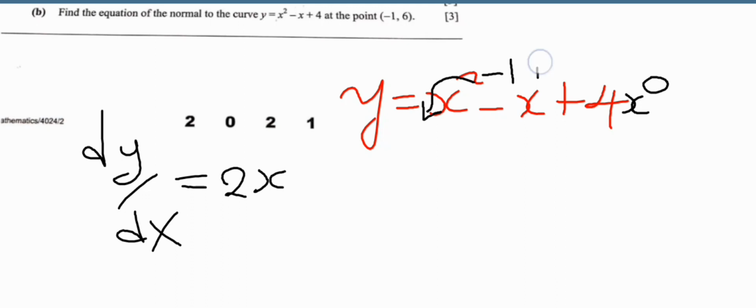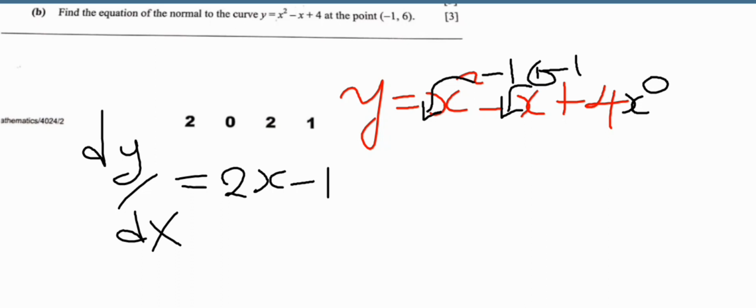Then here we have this one. So this one multiplied by -1 that we have, which is the coefficient, we are going to have -1. Then the same power, which is 1 minus 1, we are going to have 0. And any number raised to the power 0, so when we have something like x to the power 0, we are going to have 1. So it's more like we are multiplying -1 by +1, which is -1.